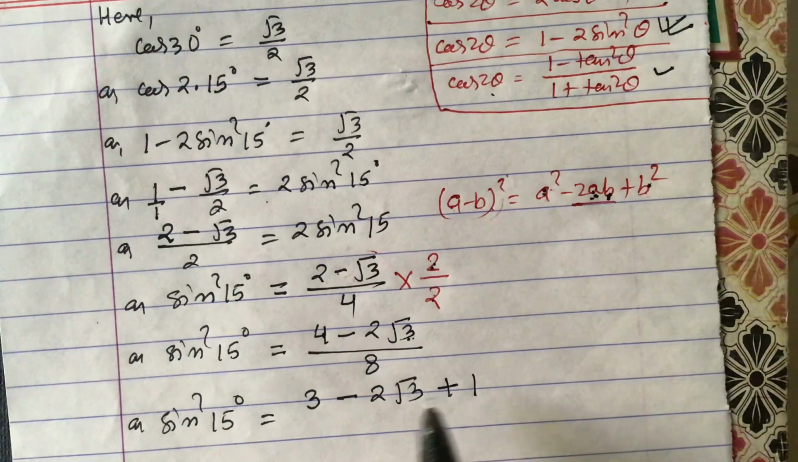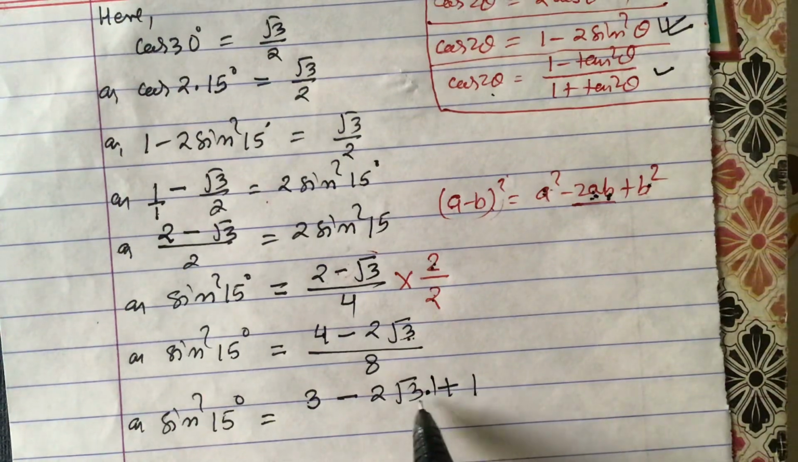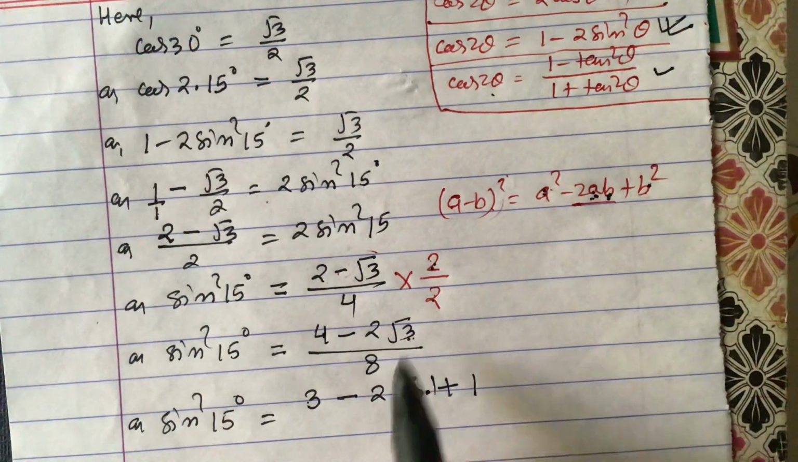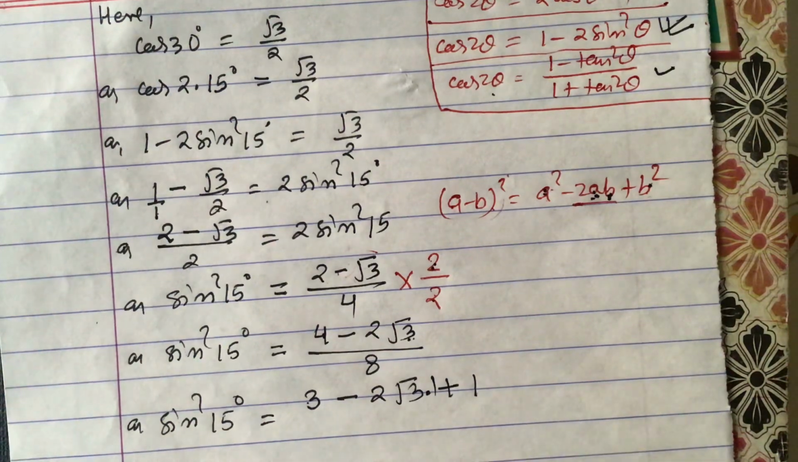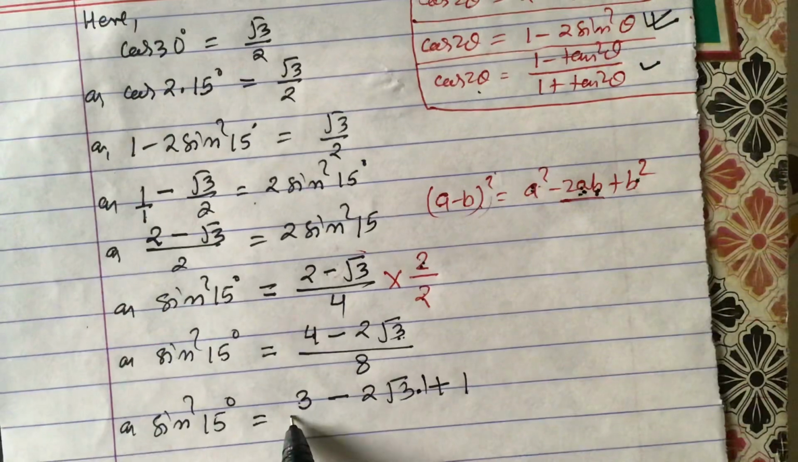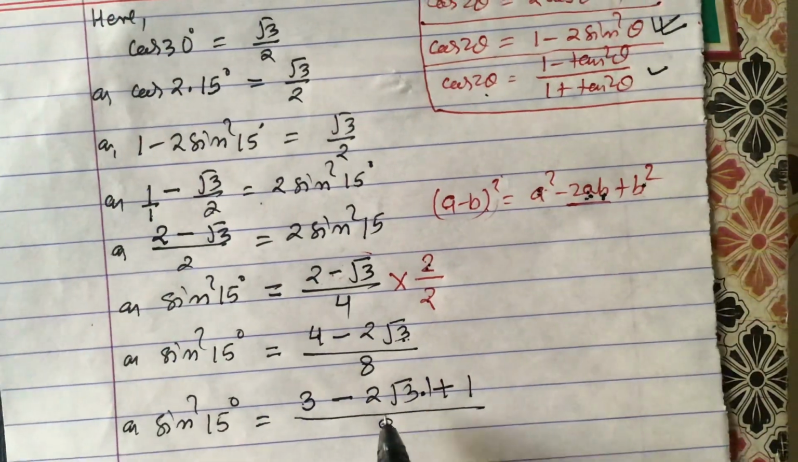See, 3 plus 1 is 4, and 3 times 1 is 3. So in this way we can write. Why are we writing it so? If you write like this, the denominator 8 we can write as it is. Okay, the denominator 8 we can write as it is. Now, why are we doing so?